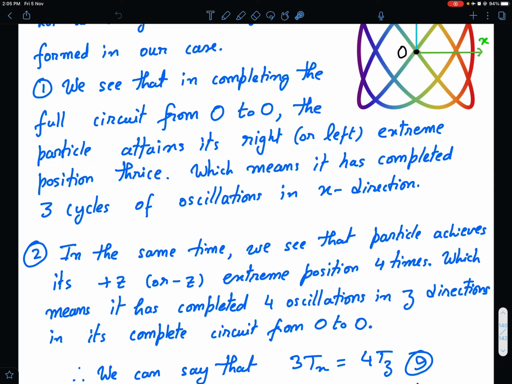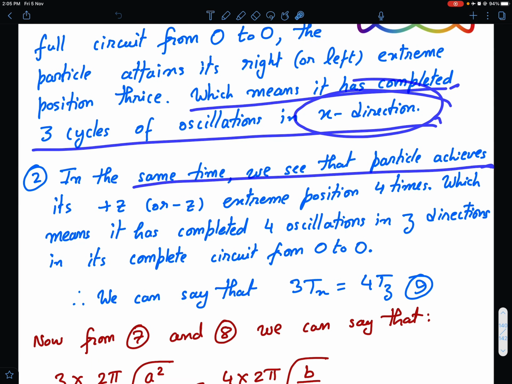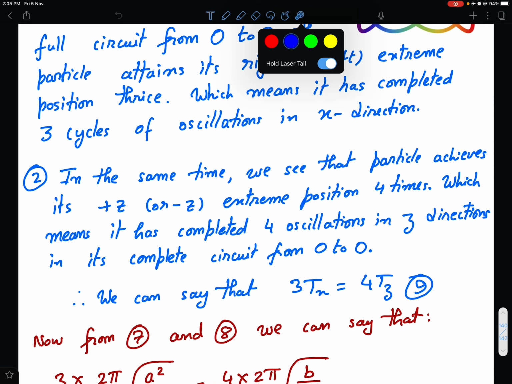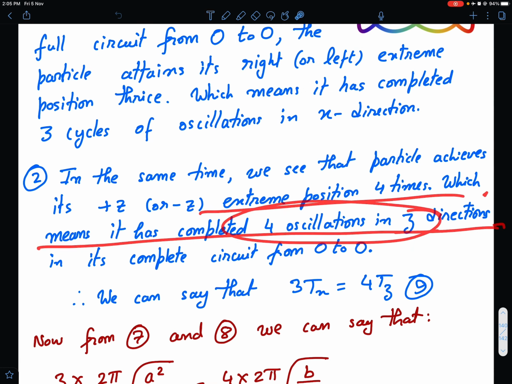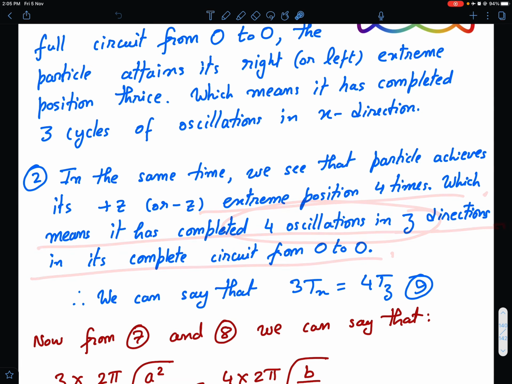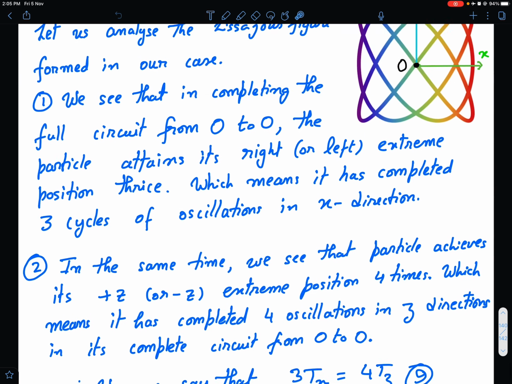We see that in completing the full circuit from O to O, the particle attains the right or left extreme position thrice. This is talking about the x direction, which means it has completed 3 cycles of oscillation in the x direction. In the same time, the particle achieves its z or minus z extreme position 4 times, which means it has completed 4 oscillations in the z direction, in its complete circuit from O to O.